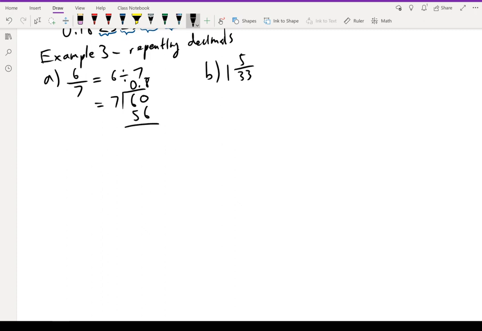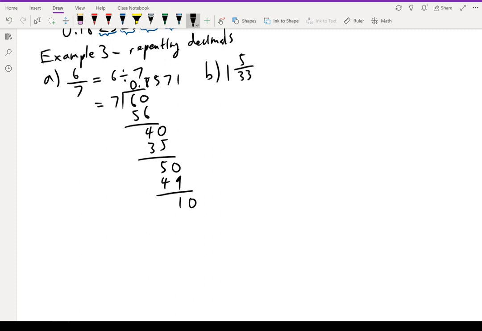I'm quite bad at my times tables too, so you guys should remember. And then we have 60 minus 56 is 4. 7 goes into 40 how many times? 7 goes into that 5 times to get 35. And then 40 minus 35 is 5. Add a 0 there. 7 goes into 50 how many times? That is going to be 7 times, and that's going to be 49. And then we have 1 remaining. Add a 0. That goes into it 1 times.